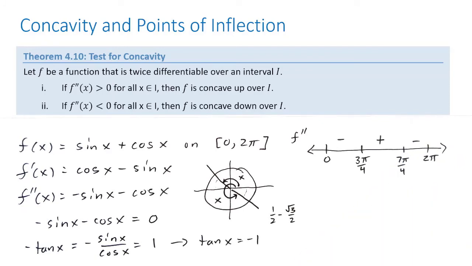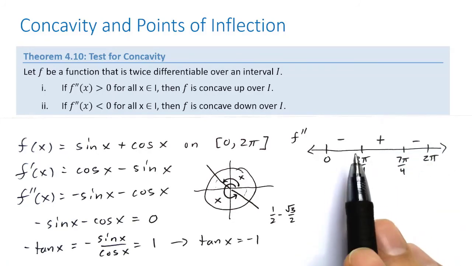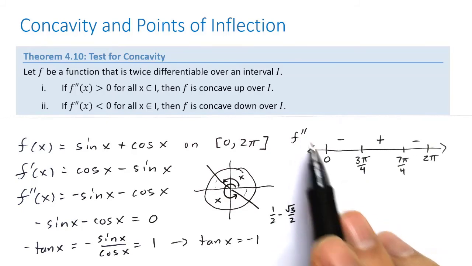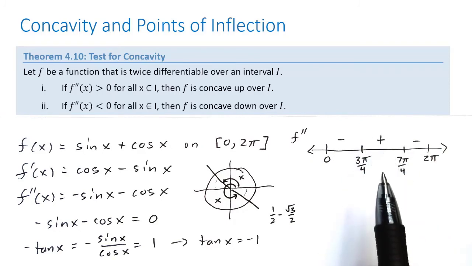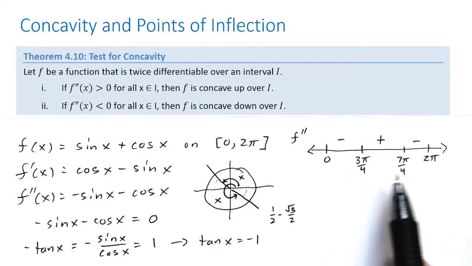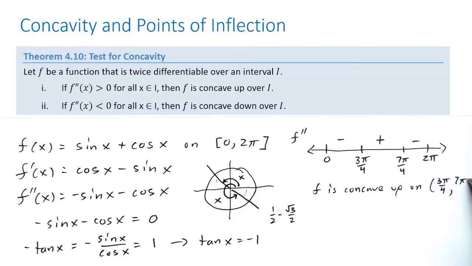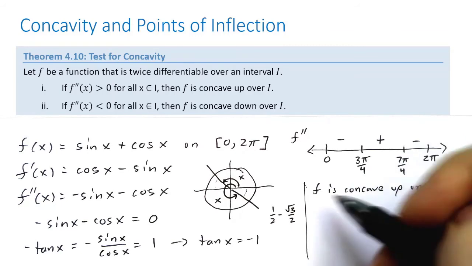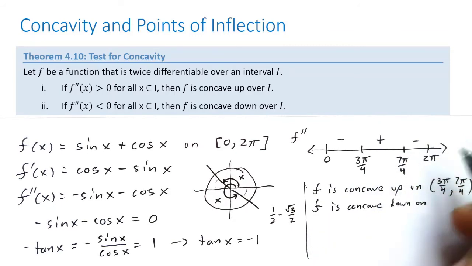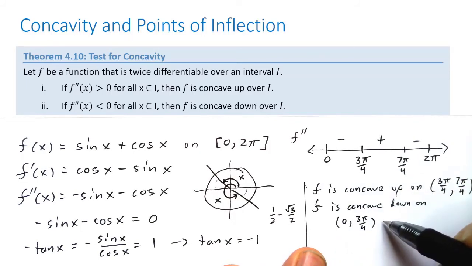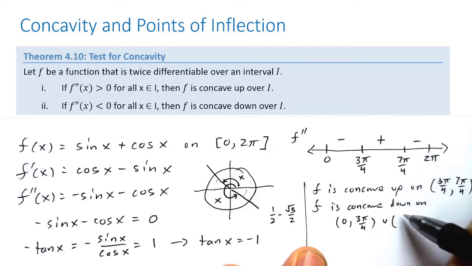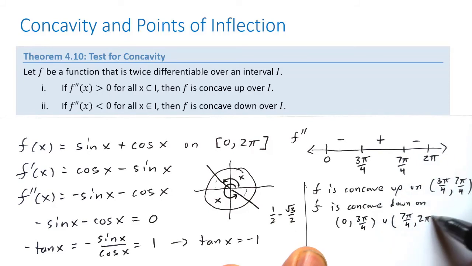Okay, so we have enough information. Hopefully I have enough room to write these things down. So we see that f double prime is negative here and here, so that's where f is concave down, and it's positive here, so that's where f is concave up. So f is concave up on the interval 3 pi over 4 to 7 pi over 4, and f is concave down on the interval 0 to 3 pi over 4, and the interval 7 pi over 4 to 2 pi.